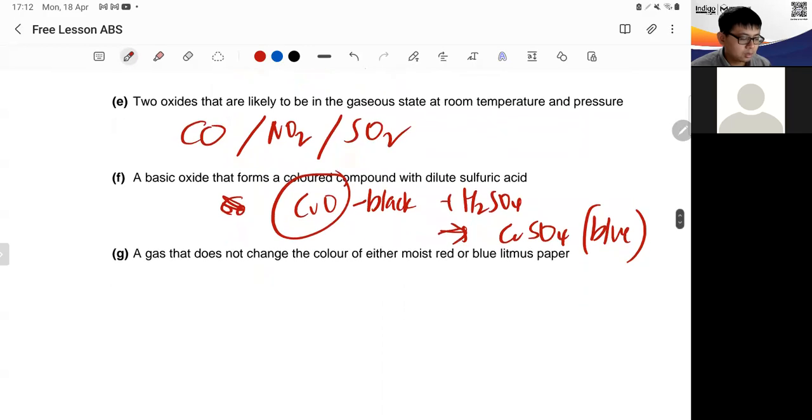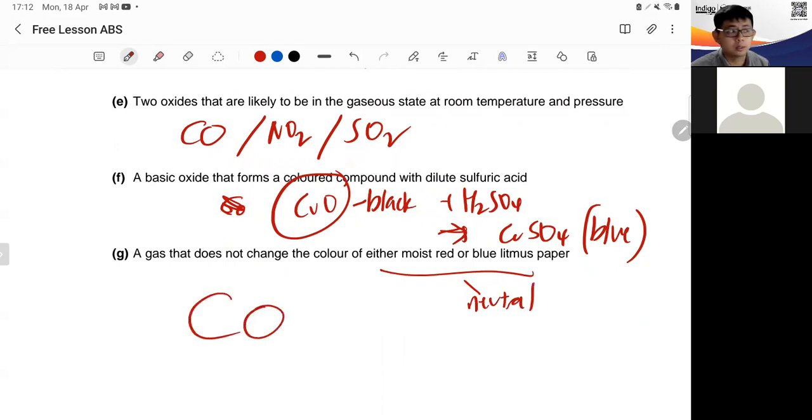Last one, doesn't change either red or blue, which means it's neutral. Cannot react with either acids or bases. There's only one that can do that. Can? Okay.